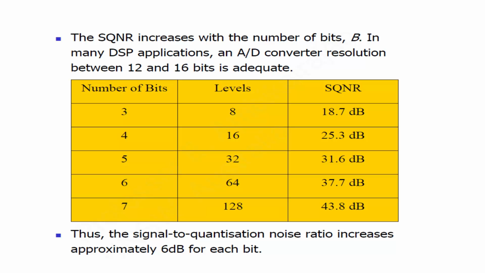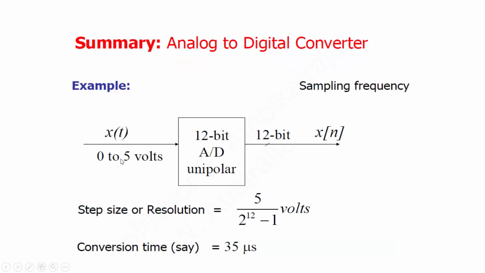There must be a trade-off worked out to see how many bit A to D converter is required, and of course the cost. Thus, the signal to quantization noise ratio increases approximately 6 dB for each bit. This is a very important result of what we have derived. So basically, let's look at the summary. What we have done till now, we have tried to look at the analog to digital conversion process.